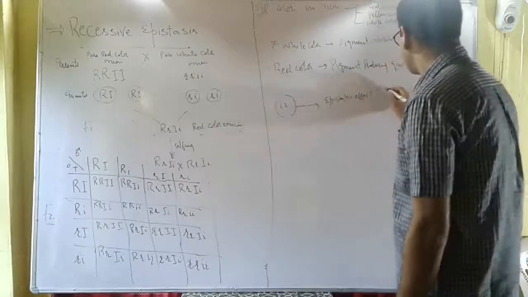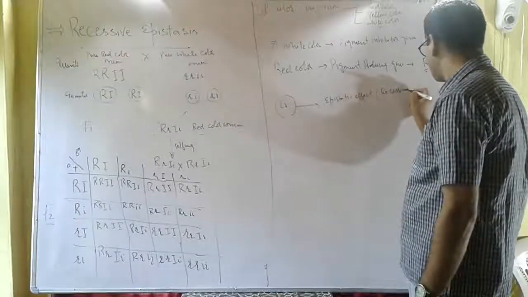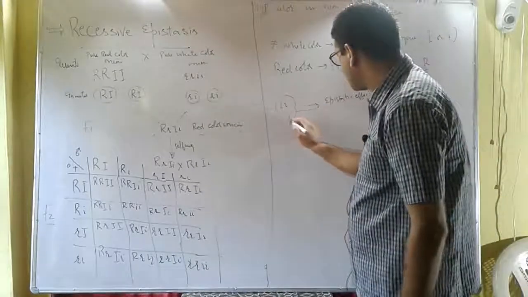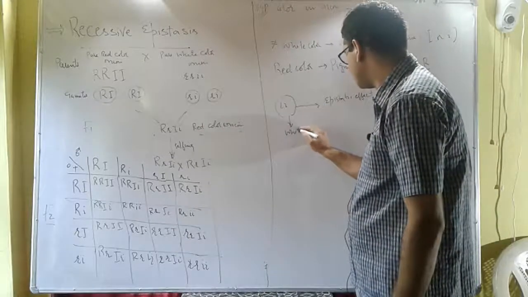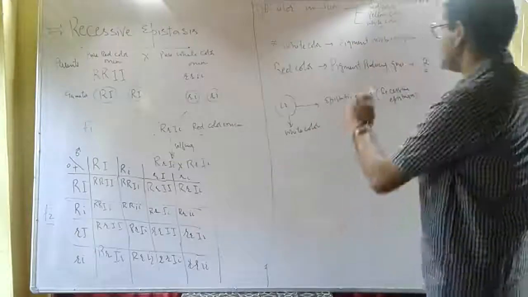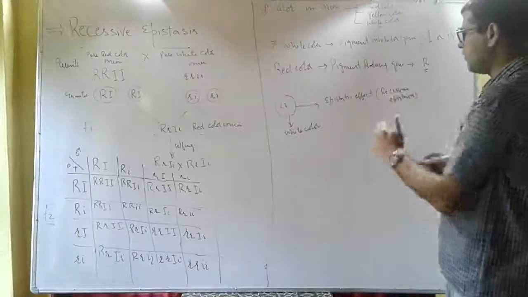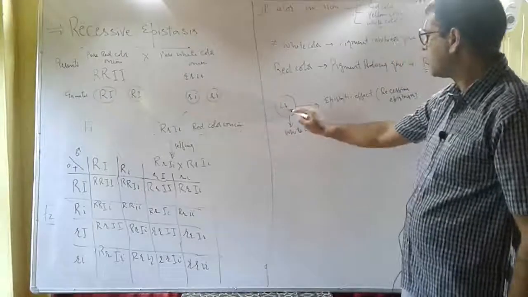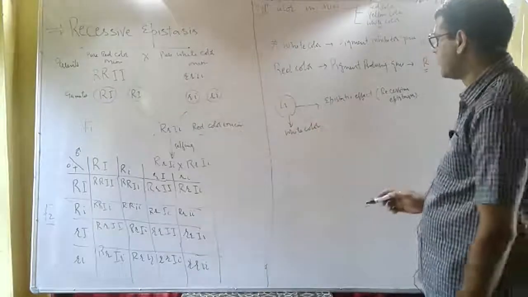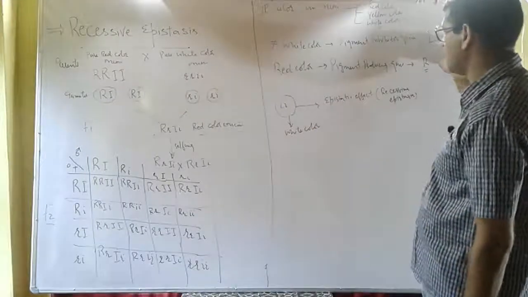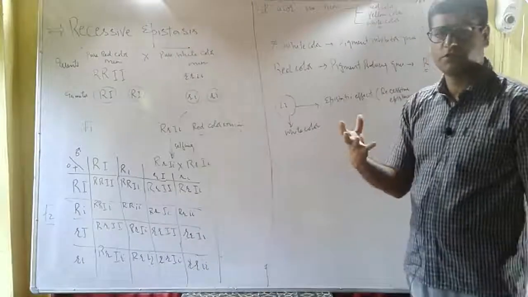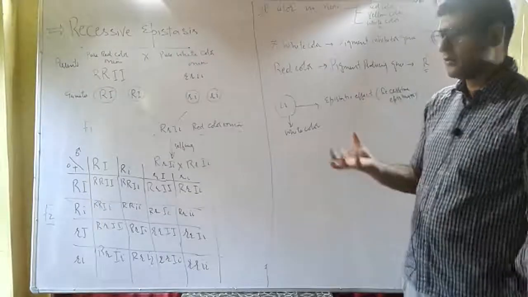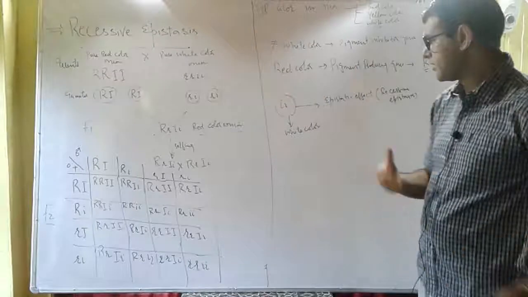It produces what? Recessive epistasis. And this produces white color. That is, in onion, the white color is produced only when the condition is small i, small i. When the condition is small i, white color is produced in the onion. That means small i inhibits the expression of the pigment producing gene in the recessive state. If there is capital I, then the pigment producing gene can express itself.